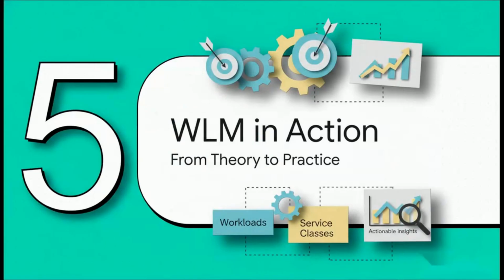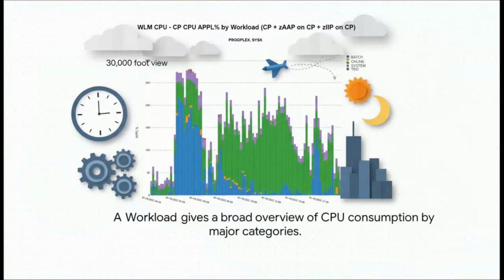All right, enough theory. Let's see how this whole structure, workloads, service classes, report classes, comes together to give us incredible, actionable insight into what is actually happening on our system. We always start at the top. This chart is showing us CPU usage, but broken down by workload. This gives you that great high-level 30,000-foot view of your business day. You can clearly see that big blue block of batch work running overnight, and then, right on schedule, the green online work ramps up and takes over during the day.